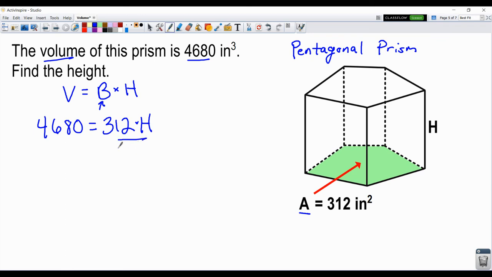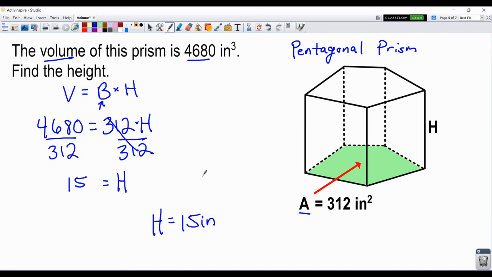How do we break off the times? By dividing by 312. But what we do to one side, we do to the other. And we put that in a calculator, and when we do, let me bring down my H, my equals, and we get 15. So our final answer, the missing height, is the height equals 15 inches. Don't forget your units. And we're done with the lesson.